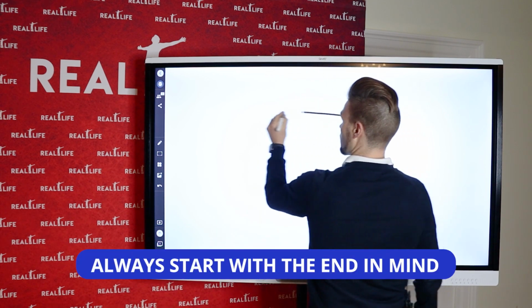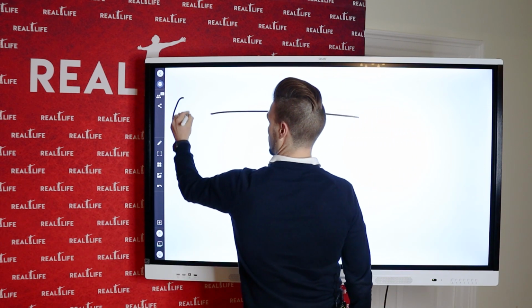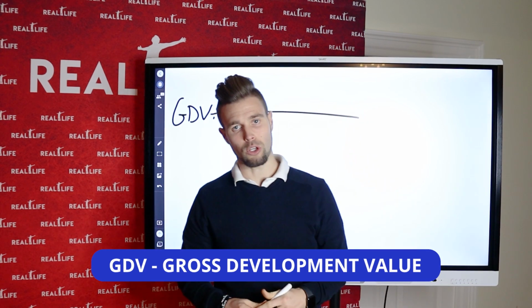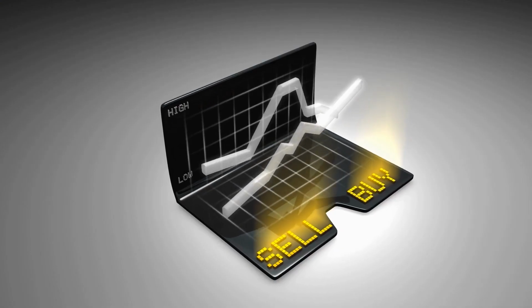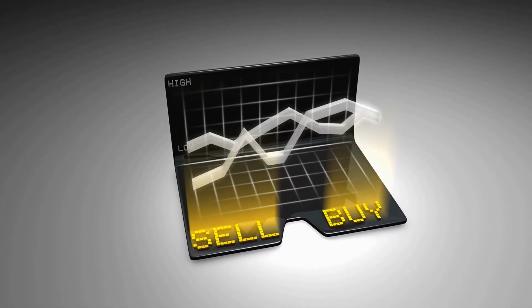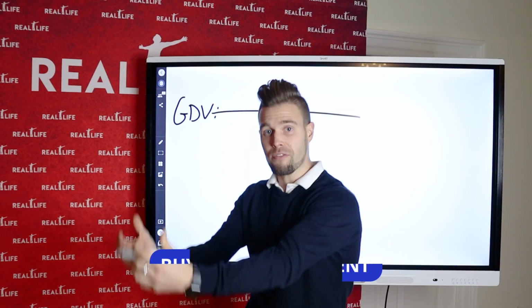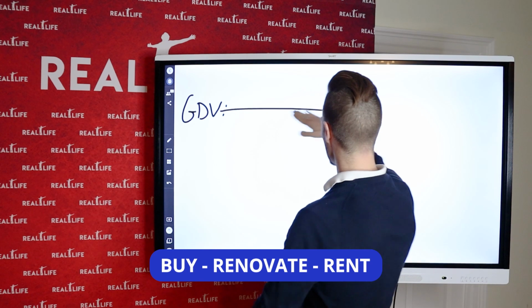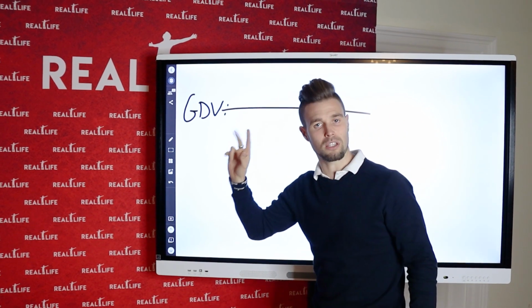Now, once we've got that, we've got to go and look, and we always start with the end in mind. So this line here represents the GDV. What does that stand for? It stands for the gross development value. So whether I'm going to buy a property and sell it, it's going to be worth something once I've done the work to it. Whether I'm going to buy something, renovate it and rent it out, at the end of it, it's going to be worth something. So I've always got to know what the GDV is, and this line is going to represent the GDV.